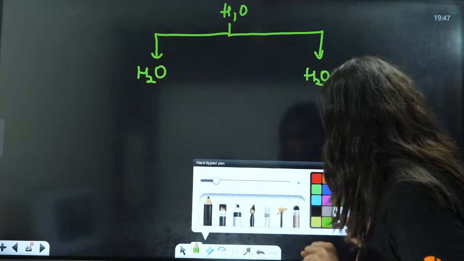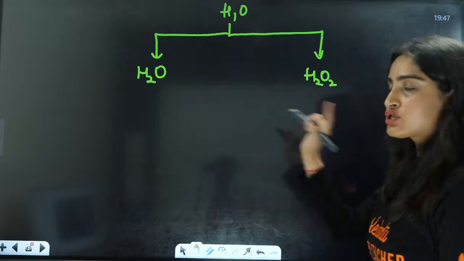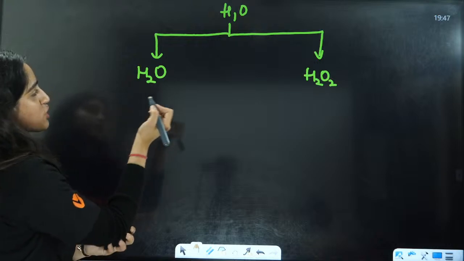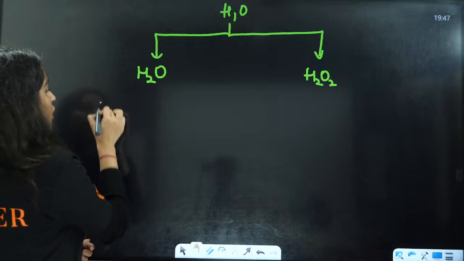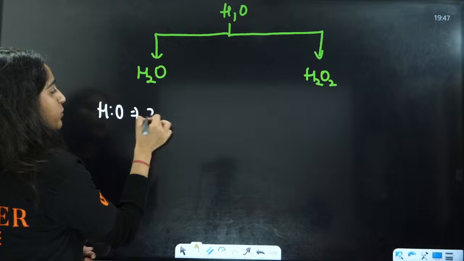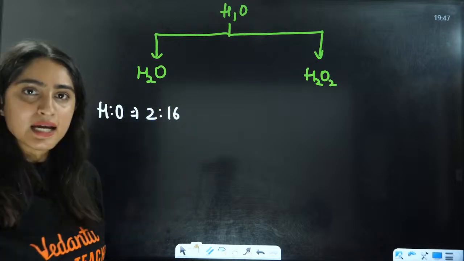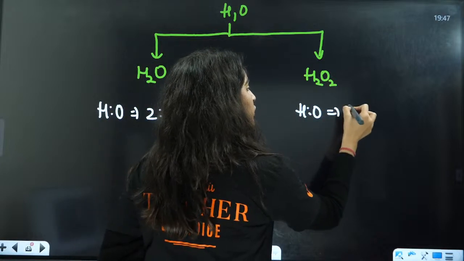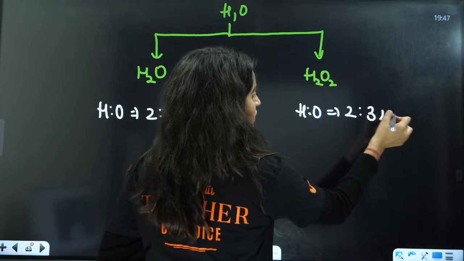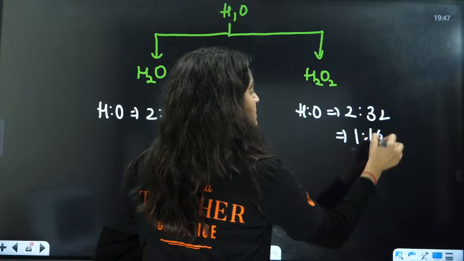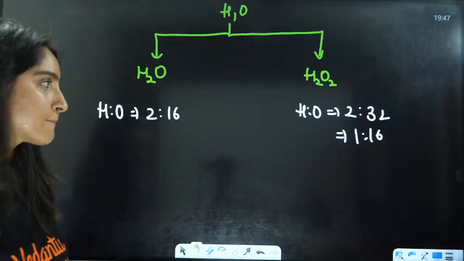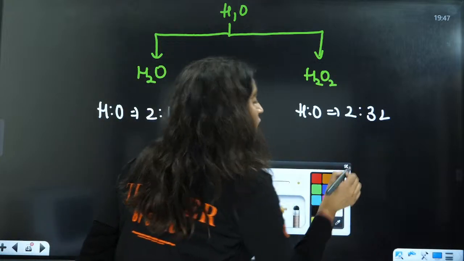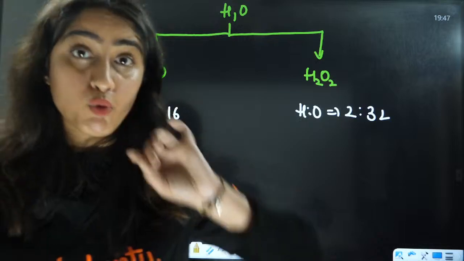Now what we are going to do here, we have H2O and we have H2O2, right? For H2O, the ratio of hydrogen and oxygen is going to be 2:16, and here the ratio of hydrogen and oxygen is going to be 2:32, right? Now if I fix this, what do you mean by law of multiple proportion?